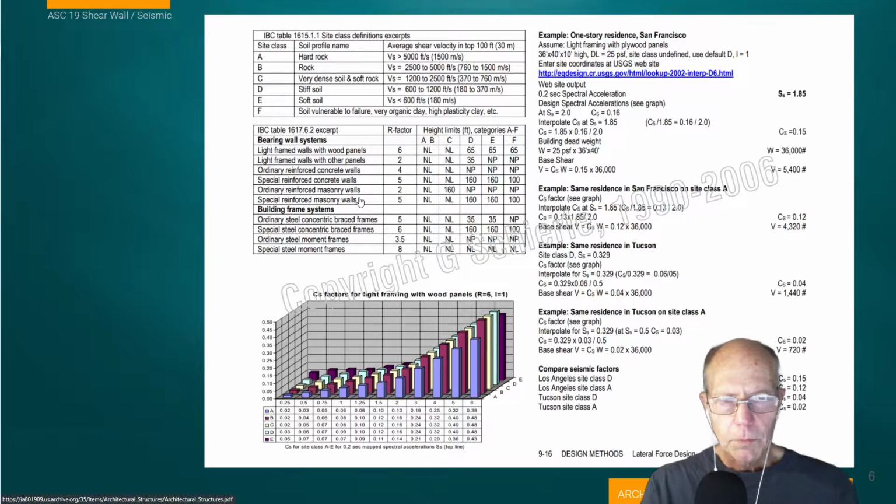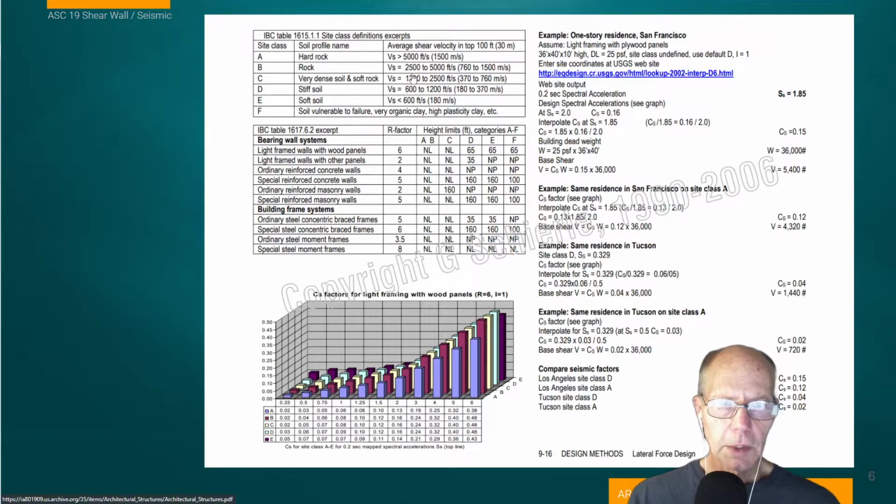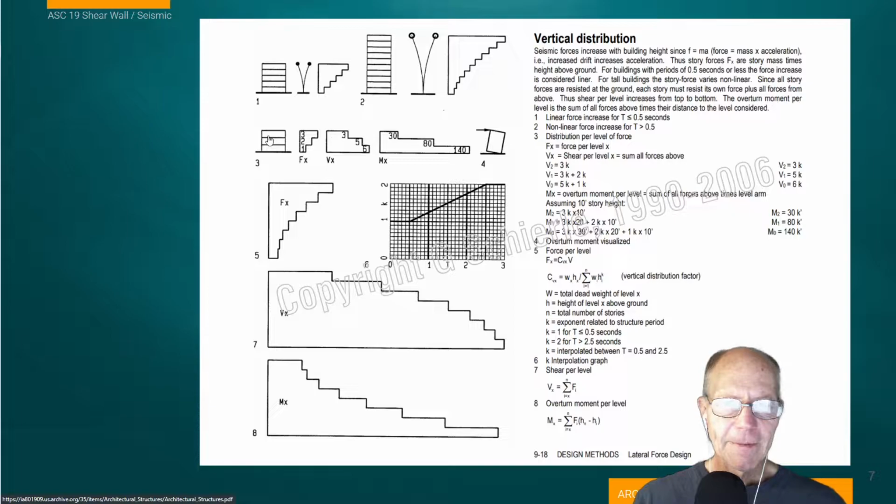So here's some things right out of the IBC tables for site classifications. The idea of what the shear velocity is at the top of 100 feet, so to speak, if we were designing a building that tall, and then the kind of reactions depending on what kind of soil type the building is in. And then another chart defining the types of construction and how high you can build. So a lot of this stuff is code defined for us.